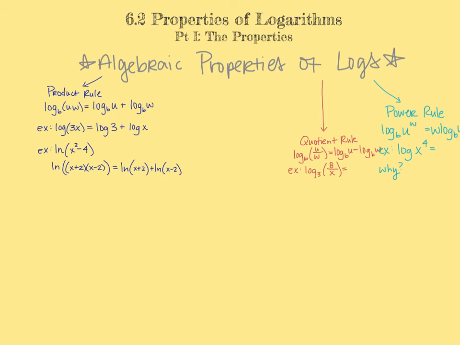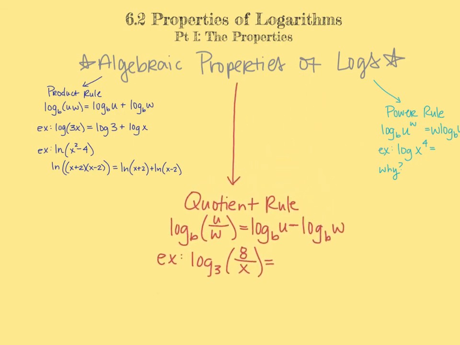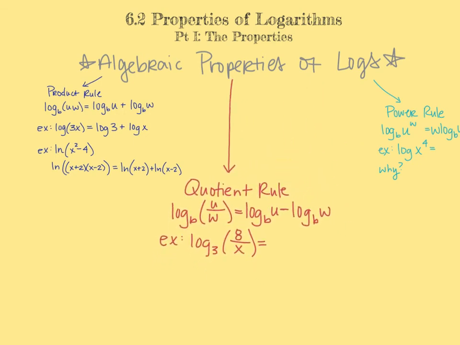So getting into our next rule here, our next rule is called the quotient rule. And the quotient rule is very similar to the product rule in that with the product rule, when we had a product, we could split it into basically a sum of the two separate factors of that product. The quotient rule has a quotient or a fraction, and we can split it into a difference. So let's look at it. We have log base b of u over w, a quotient, and that equals log base b of u minus log base b of w.